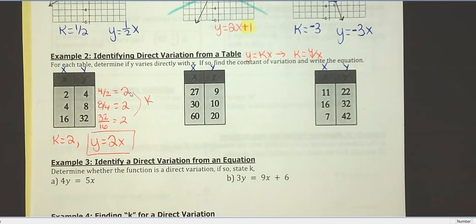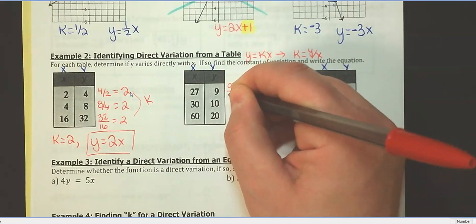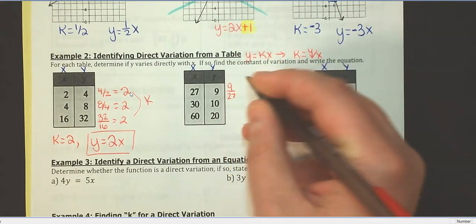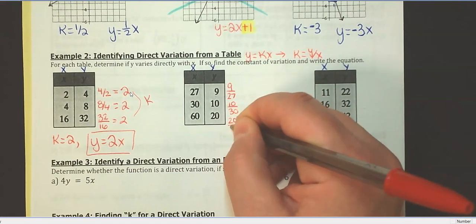And you guys could check that from the table, right? If you plug the x value in, 2 times 2 is 4. 4 times 2 is 8. 16 times 2 is 32. So these are really easy to check looking at the table that you have presented. So I'm just checking for each one of these. If it's asking me if it is direct, if I take the y coordinate divided by the x coordinate, is it the same for each one of these?